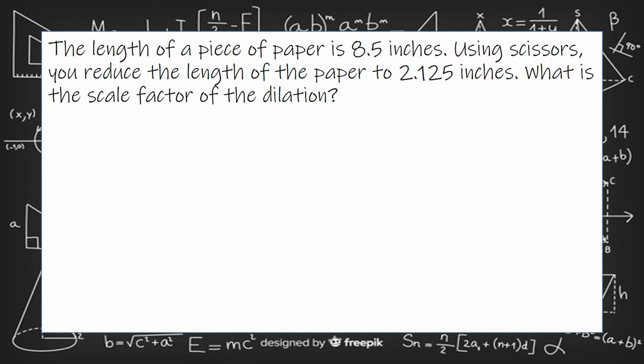The length of a piece of paper is 8.5 inches. Using scissors, you reduce the length of paper to 2.125. What is the scale factor of the dilation? So put the original and the new. So put new over original.